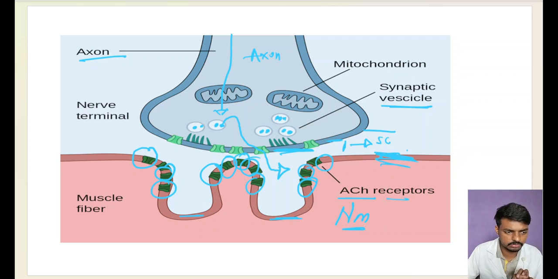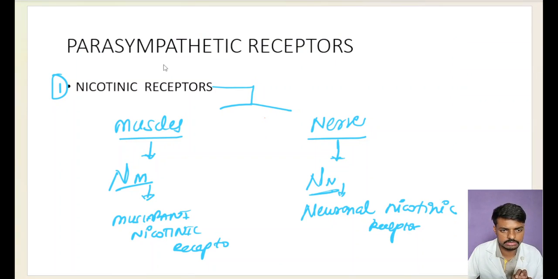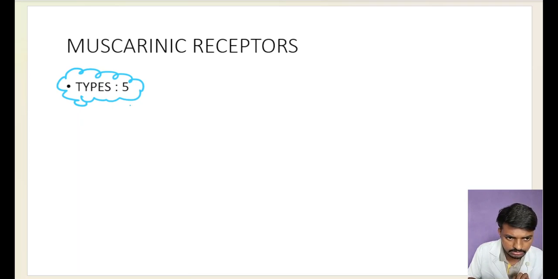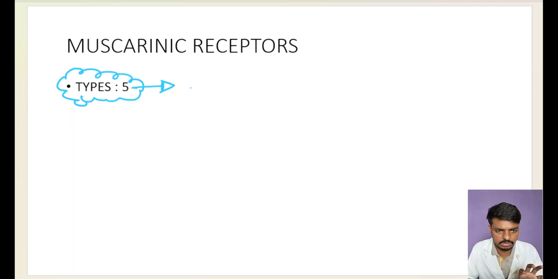This is the basic thing we need to understand here. So, of the parasympathetic receptors, two kinds of nicotinic receptors we have seen: the muscarinic nicotinic receptor and the neuronal nicotinic receptors. While studying the muscarinic receptors, we again have five types of muscarinic receptors here. Very important. I will not discuss this in much detail, only whatever is necessary for your competitive examination. Five types of muscarinic receptors are there.